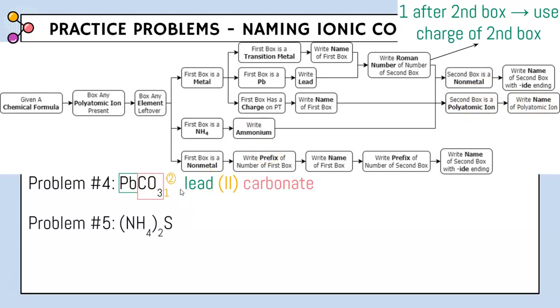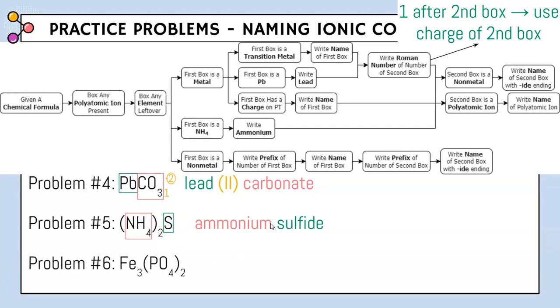Then moving on to number 5. Number 5, we are given a chemical formula. So we're going to have to box any polyatomic ions present, which we do have one, which is NH4. Box any elements left over, which is S. Our first box is NH4, so we're going to write ammonium. Moving on to our second box. Our second box is a nonmetal, so we're going to write the name with an ide ending. Our second box is sulfur. Sulfur becomes sulfide.